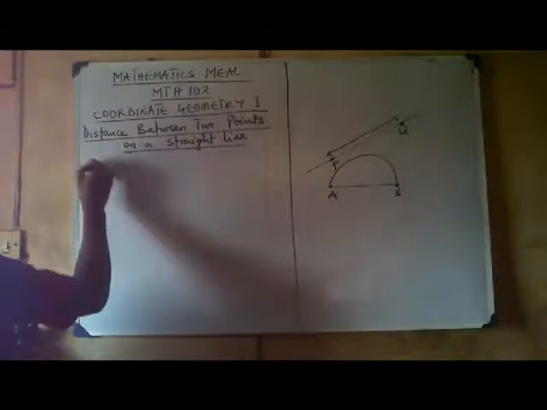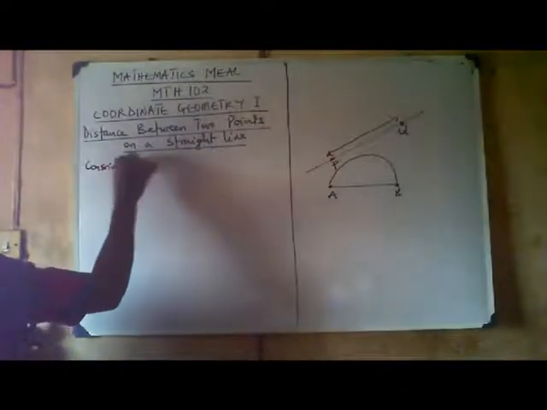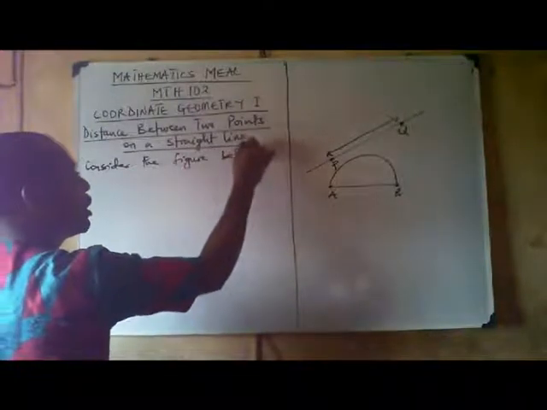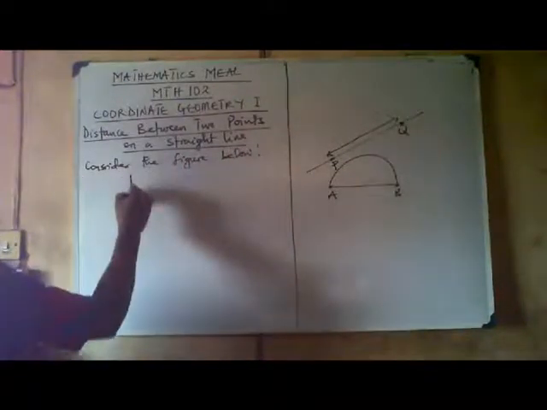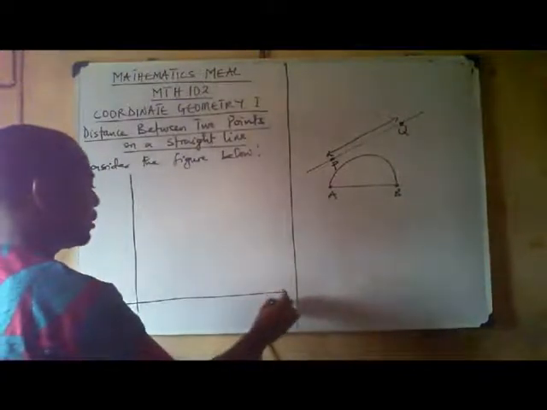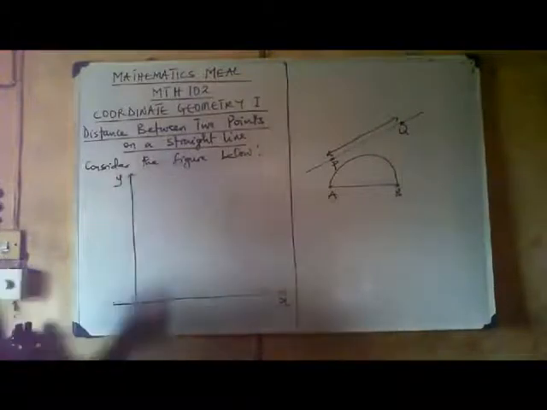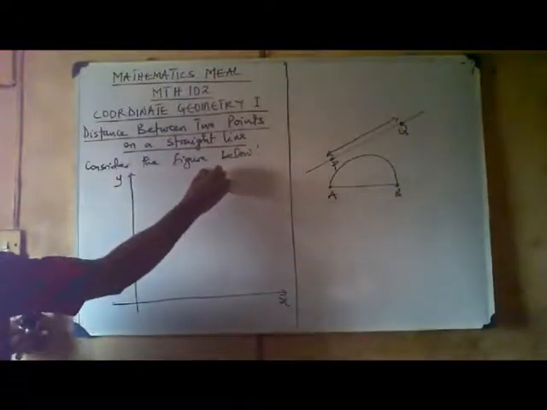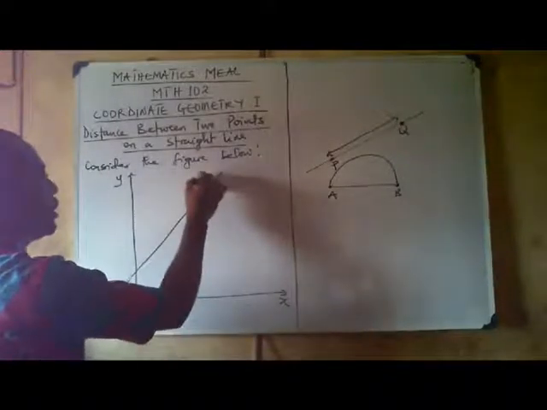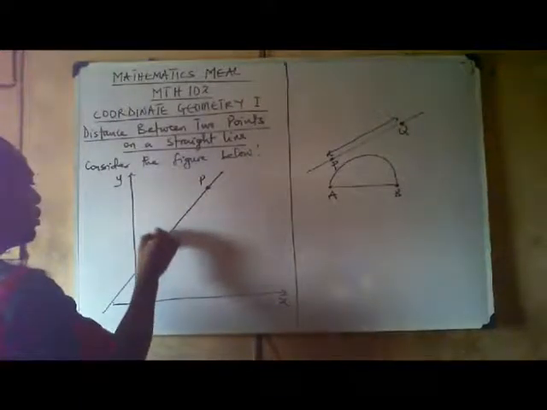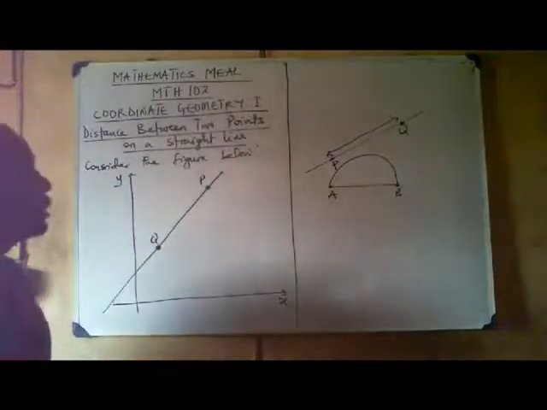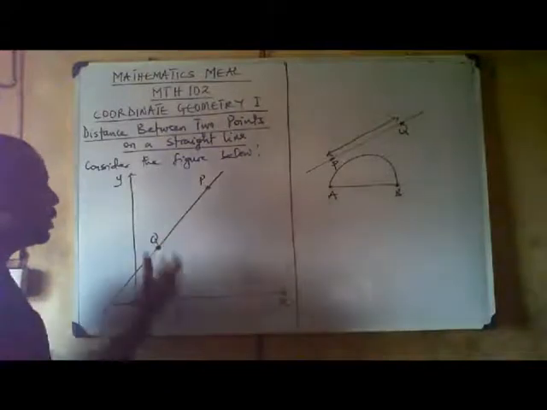So consider the figure or the diagram below. This is a plane. That's my x, that's my y. If I have a straight line here, and I have point P and point Q, these 2 points are on this straight line, and I want to find the distance between P and Q.